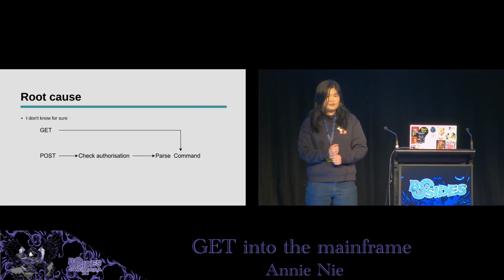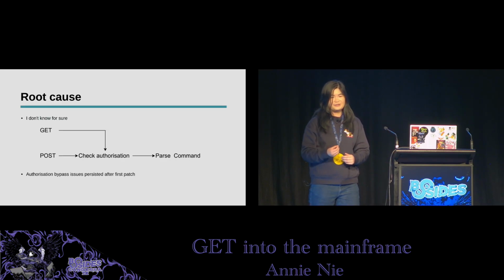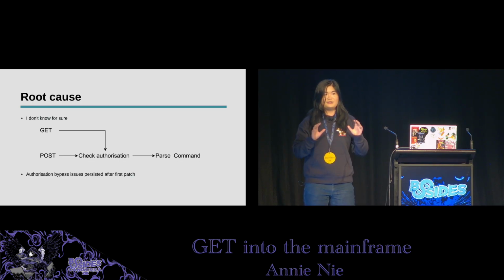Secondly, what is the root cause? The short answer is I actually don't know for sure. I would have assumed that before the patches, this was what the auth looked like, where the GET request was completely bypassing the check for authorization. But when they released the first patch, there were still some issues that persisted. So whether this was the root cause and fix, I don't know for sure. It's a mystery to me. But at least as far as I'm aware, it's all patched now.